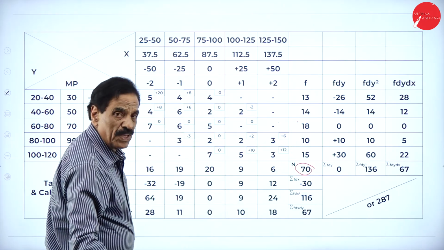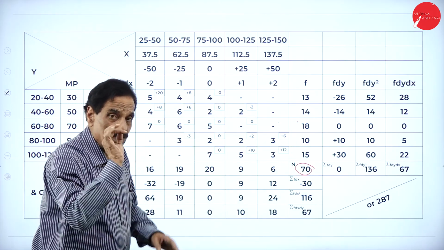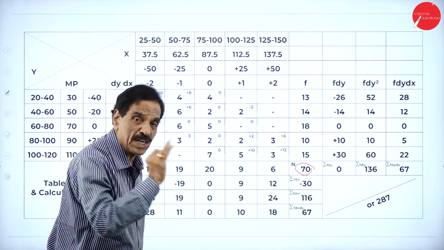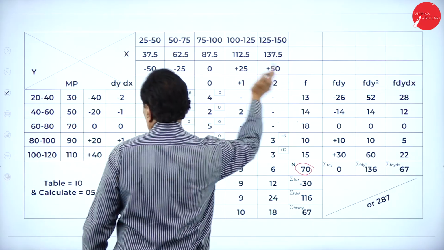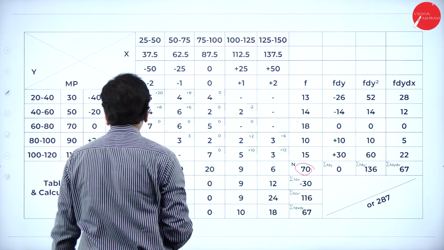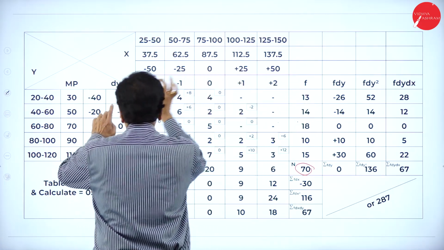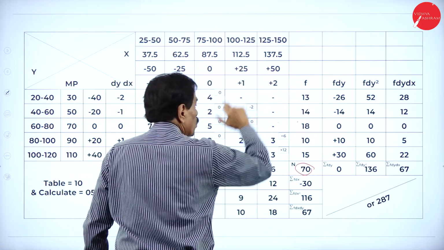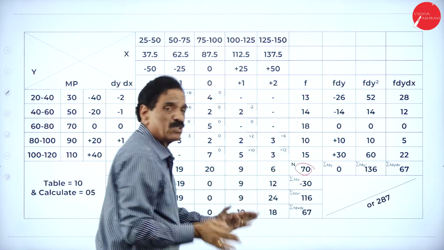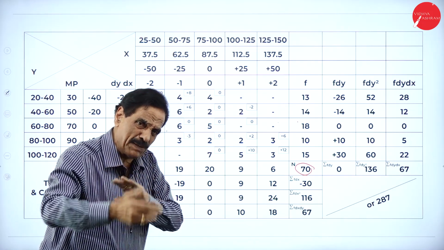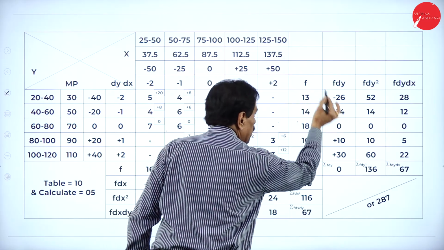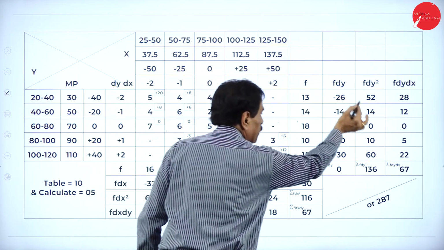Now, this step is most important. Student, please understand this point, very important point I am going to say now. f into dy, this is your dy, this is your dx. So 13 into 2 is minus 26, minus into minus is plus, 26 into 2 is 52. So multiply the same number.